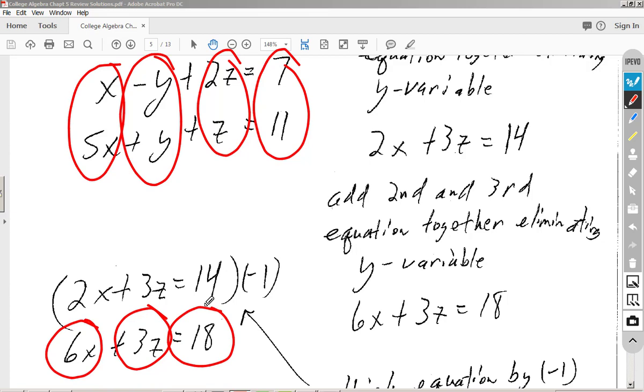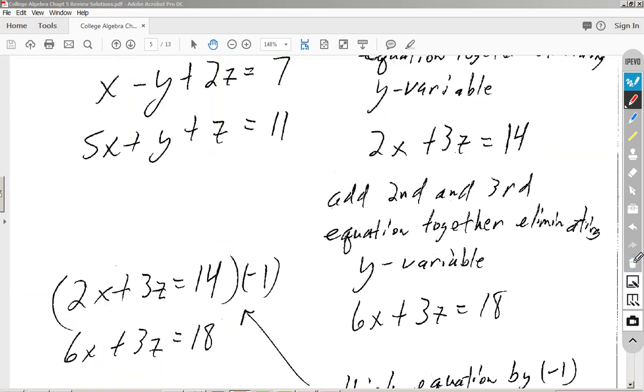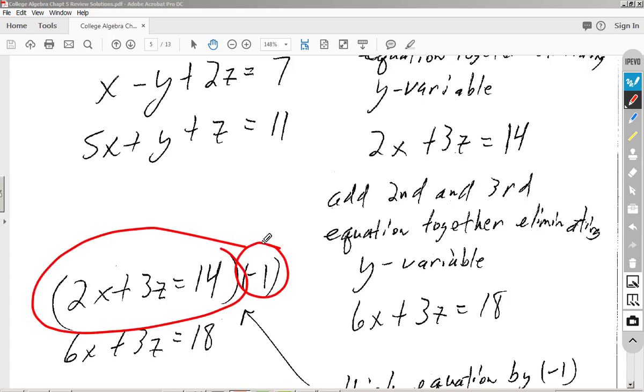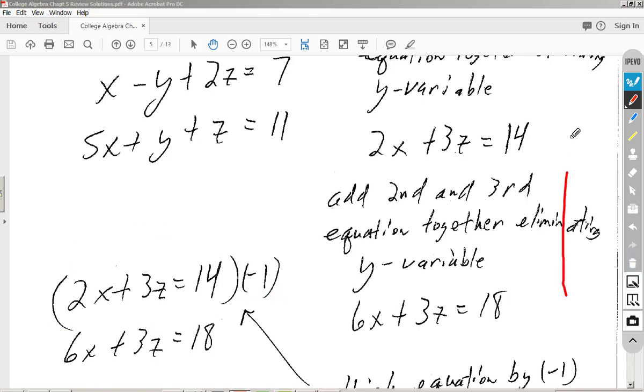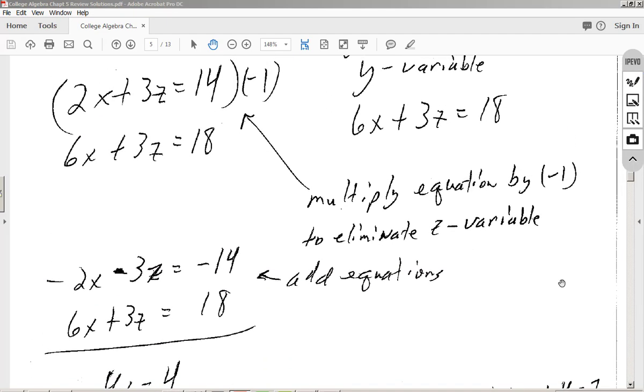So here's my two equations. I've got 2x plus 3z all equals 14. And then I have my second equation, which is 6x plus 3z all equals 18. I'm going to add those two together. And it looks like the easiest variable to eliminate would be my z variable. So I'm going to multiply this top equation by negative 1. So let's go ahead and scroll on down here and multiply this by negative 1.